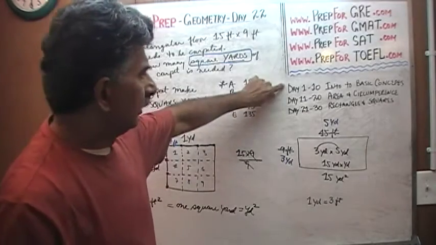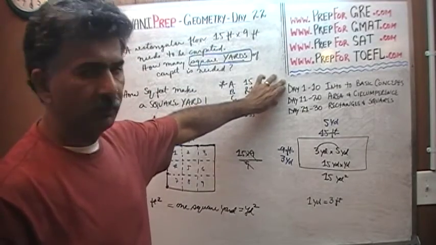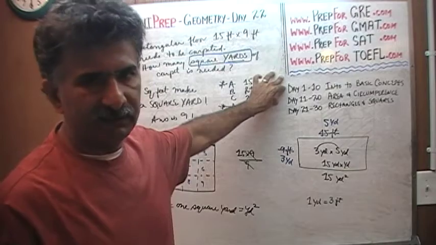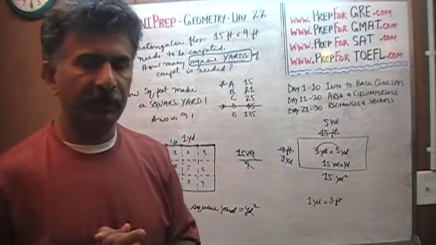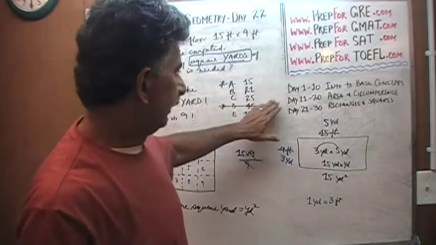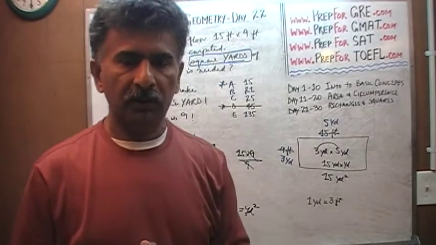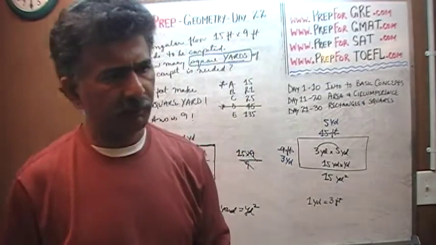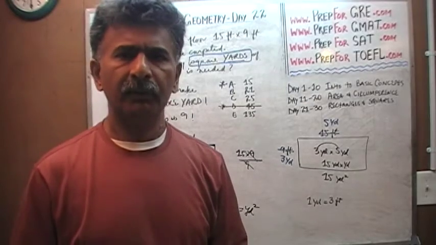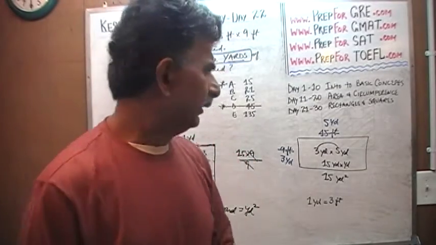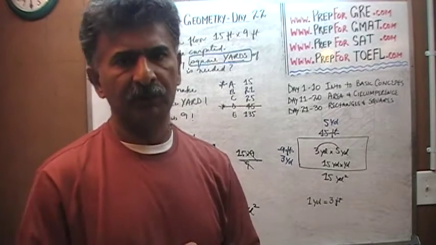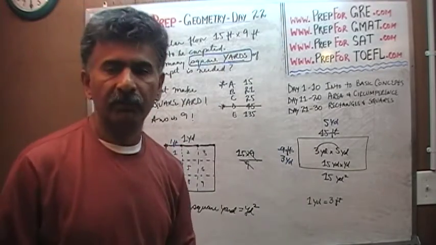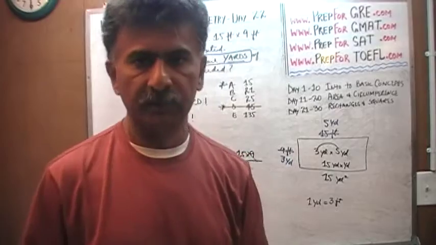Here's what I've been doing. On day number 1 through 10, if you've been watching my videos, you realize I did not solve any problem. What we did in the first 10 days is cover the most fundamental, most basic concepts of geometry. Then from day 11 through 20, we encountered problems dealing with the concepts of area and circumference of circles. And starting yesterday, day 21 through 30, we'll do the problems dealing with rectangles and squares. Tomorrow is day number 23.